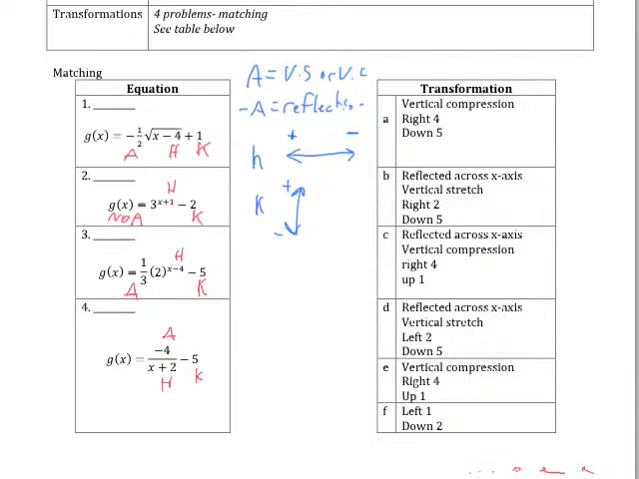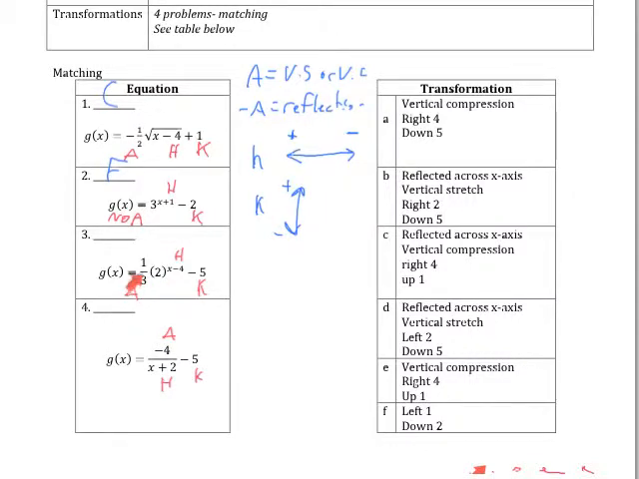All right, so here we go. Number 1, we should have a reflection, a compression, because of the fraction, 1/2, right 4, and up 1. So reflection, vertical compression, right 4, up 1, that's C. Looking at question 2, there's no A value, so there's no stretch or compression. It's not a reflection. It's just simply left 1 and down 2. Left 1, down 2. There it is, F.